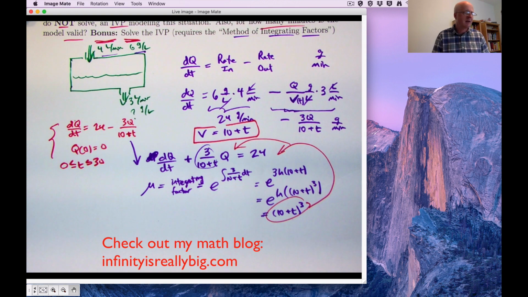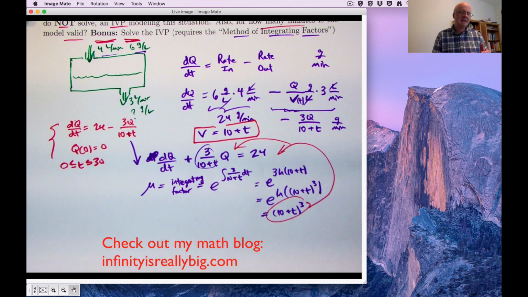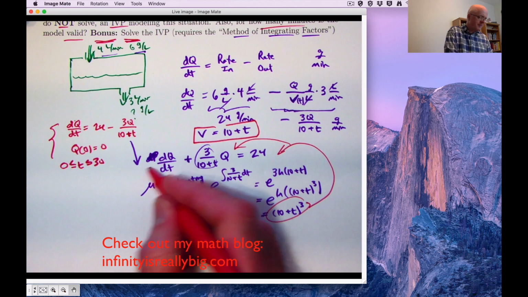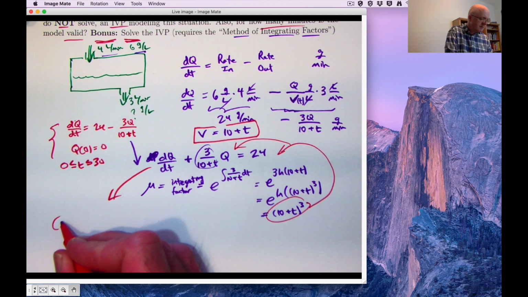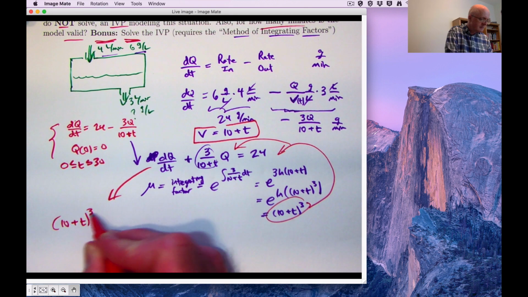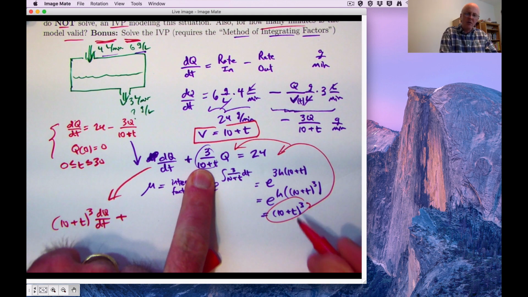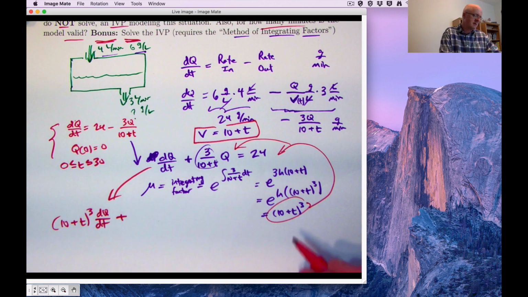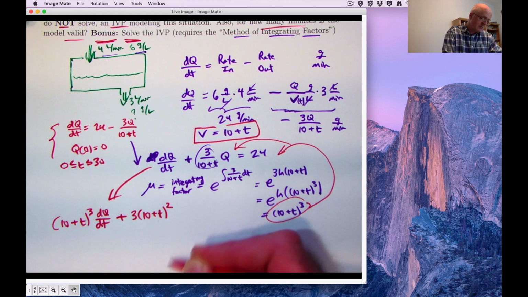What makes it an integrating factor? Turns out that by defining it in this special way, it makes the left-hand side of the differential equation really easy to integrate, if you look at it in the right way at least. So let's go ahead and multiply it. I'm going to get (10 + t)^3 times dQ/dt, plus, when I multiply times this thing, one factor of 10 + t cancels, I'm going to get 3(10 + t)^2 times Q.